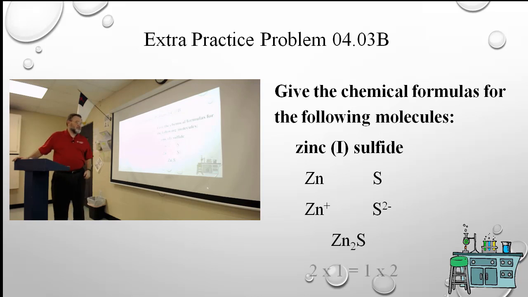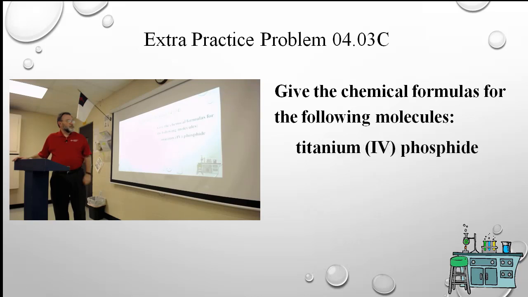Let's check it. 2 ions of zinc at 1 plus is 2. 1 ion of sulfur at 2 negative is 2. It's true, we're done. Okay. Here we go. Pass it.